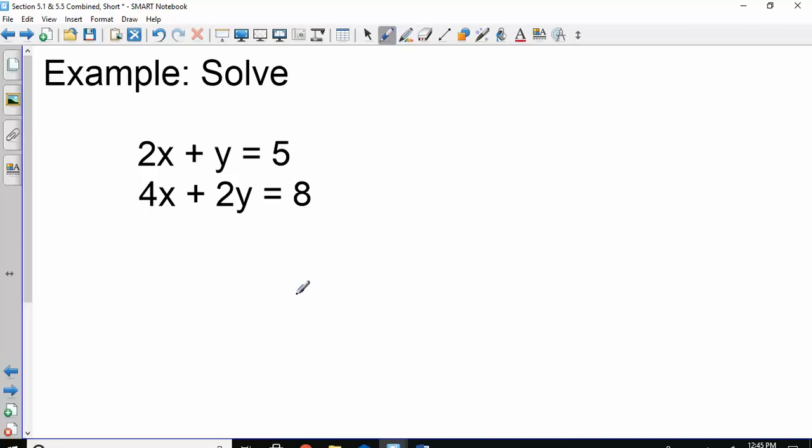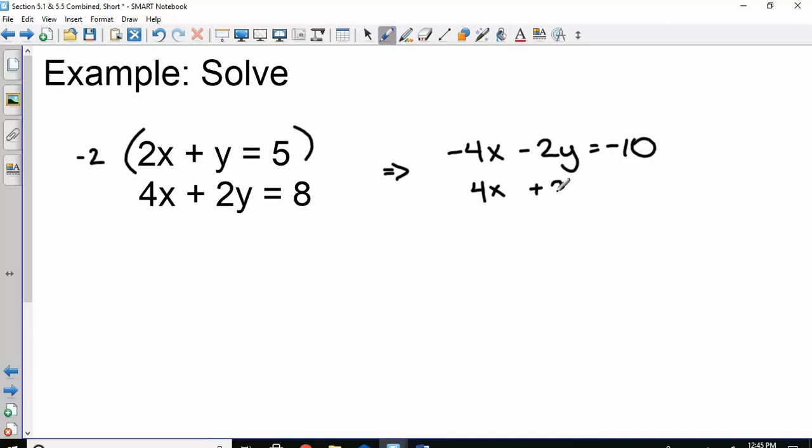What do you want to eliminate? The y? Okay, so how do I do that? Top times negative 2. So that gives me negative 4x minus 2y equals negative 10. So when I add these together, negative 4x and positive 4x cancel. Negative 2y and positive 2y cancel. So we have 0 equals negative 2.